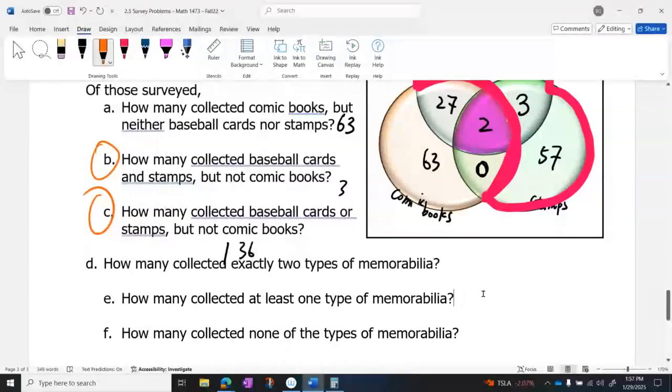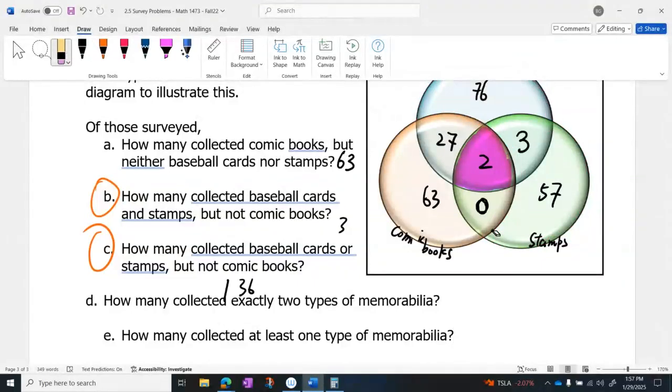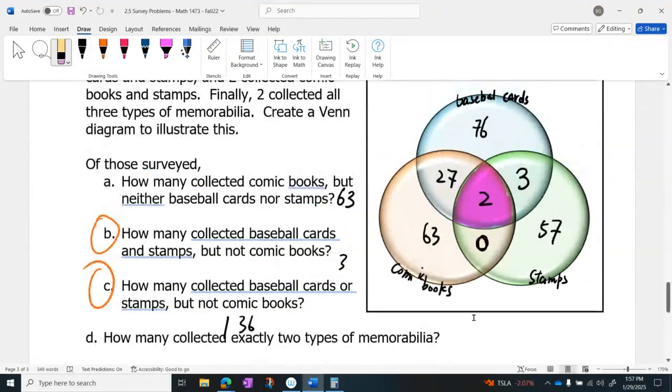How many collected exactly 2 types of memorabilia? But we don't know which 2, right? Could it be exactly baseball cards and stamps, or exactly comic books and stamps, or baseball cards and comic books? Exactly 2. Find the region first.